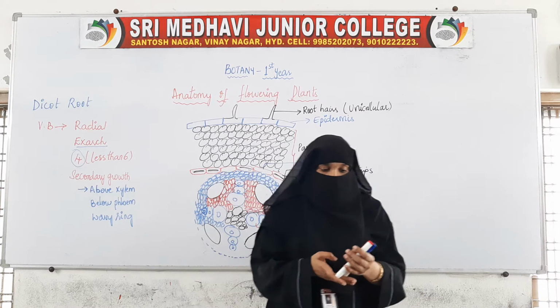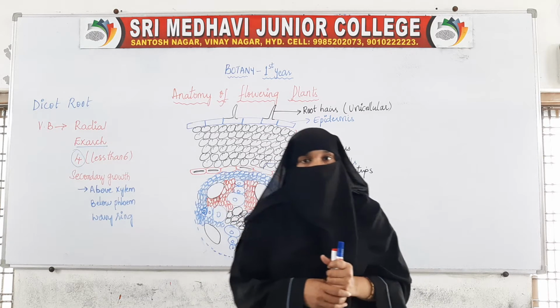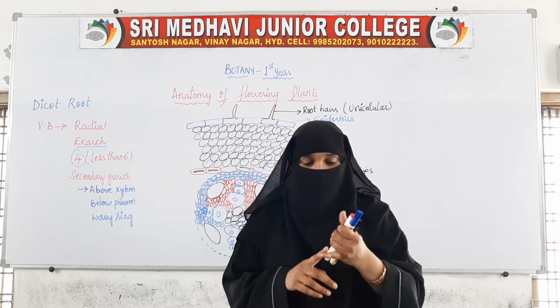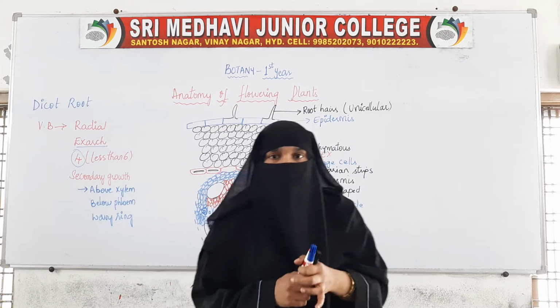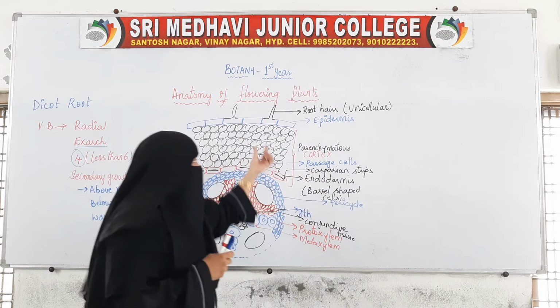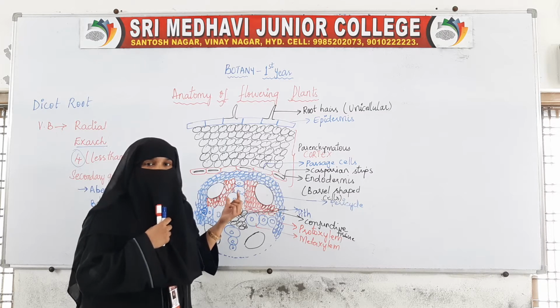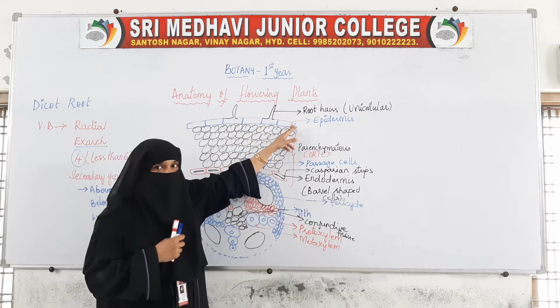Welcome everyone. In the previous class we discussed the structure of the dicot root. This is the primary structure which we have seen. The primary structure consists of the outer layer, which is the epidermis.